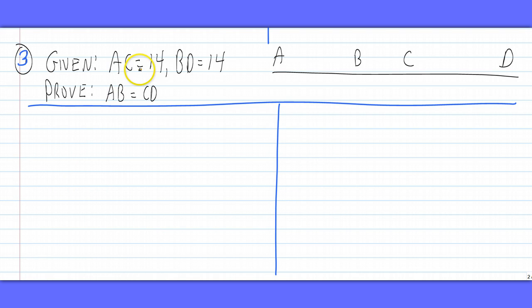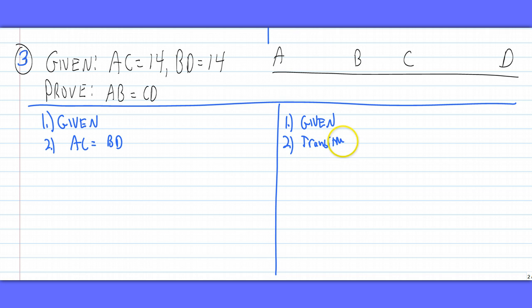This next proof, we're given AC equals 14, BD equals 14. So after I write down this given, the next thing I'll say is that segment AC is equal to segment BD. Since they're both equal to 14, they're equal to each other, and that is a great example of the transitive property.